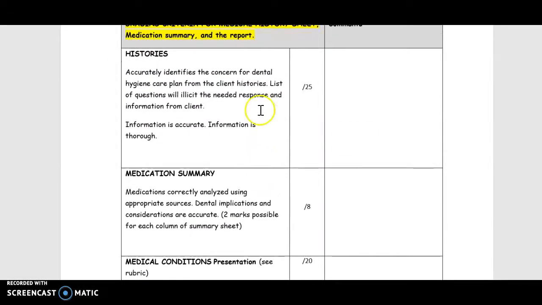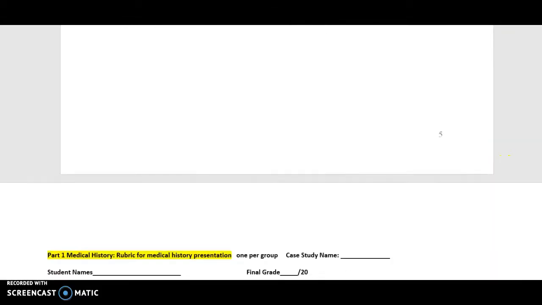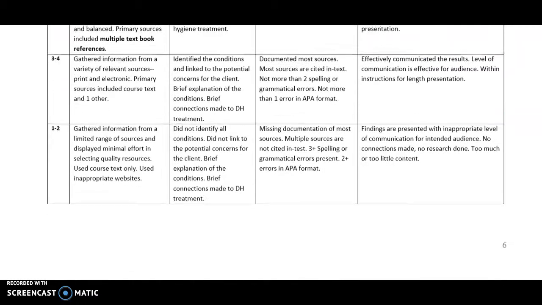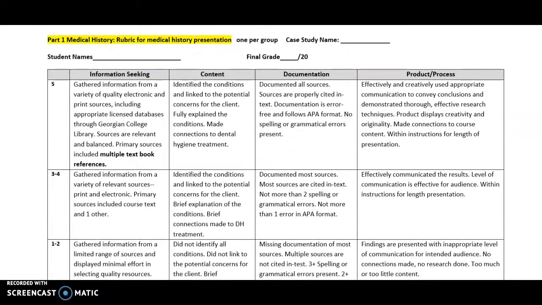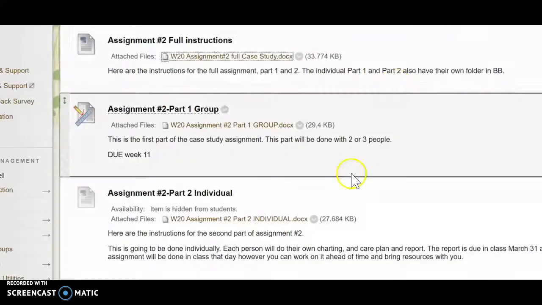The rubric here for histories out of 25, the medication summaries out of 8, and the medical conditions presentation is out of 20, for a total of 53. The rubric for the presentation is here. So make sure you read these to know how to get as close to perfect as possible on that. So that is part 1, and that is, as I mentioned here, part 1 group.